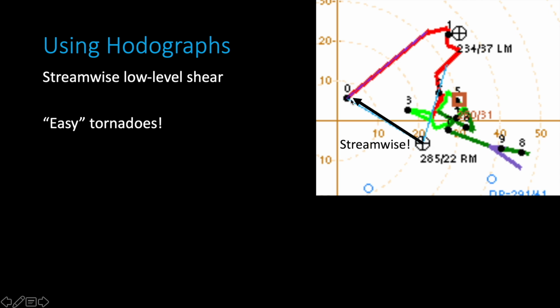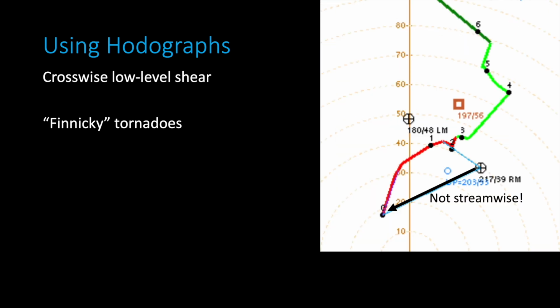So this is kind of what I refer to as an easy tornado sounding. We don't have much shear here overall, but we got some pretty strong low-level shear. And it's mostly streamwise, and all the supercells this day tended to produce tornadoes pretty quickly. This was a more surprise tornado event back in August of 2016.